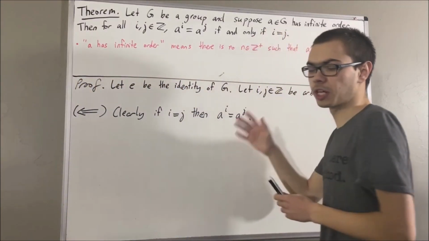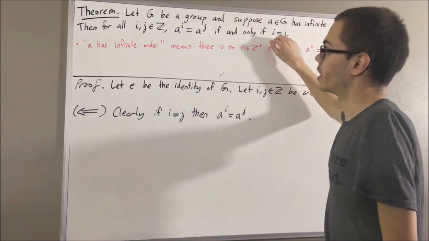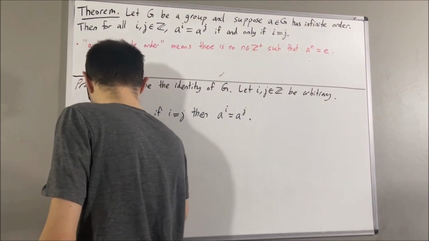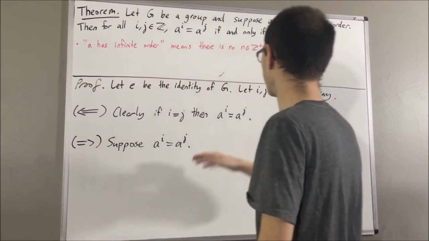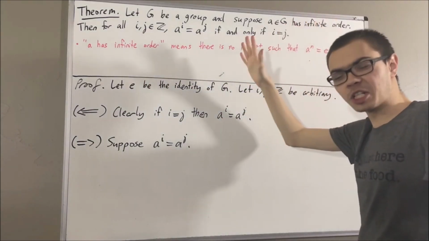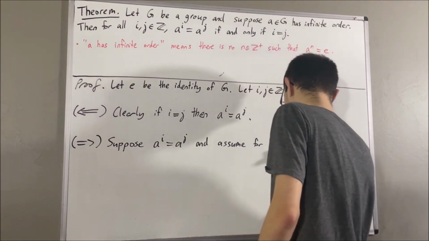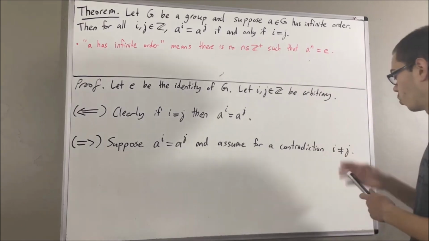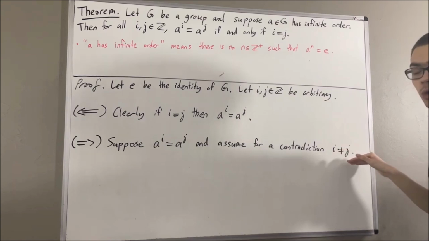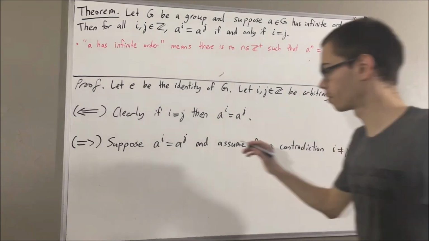So now let's prove the other direction. We're going to prove if this is true, then this is true. And to do that, suppose a to the power of i is equal to a to the power of j. From here, we want to show that i is equal to j. And to show that, assume for a contradiction, we instead have i is not equal to j. To reach a contradiction, we're going to split this up into two cases. Either i is greater than j, or j is greater than i. Let's first consider the case i is greater than j.